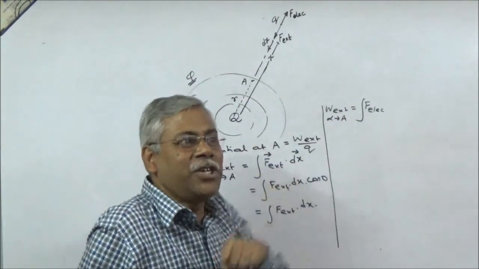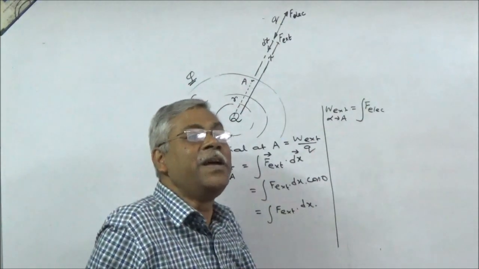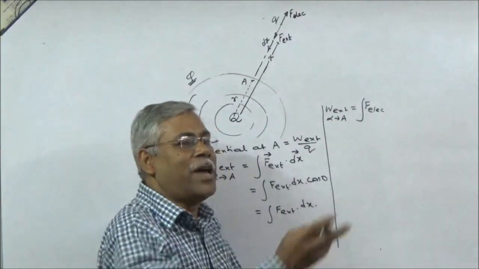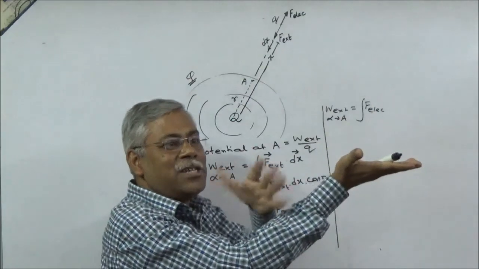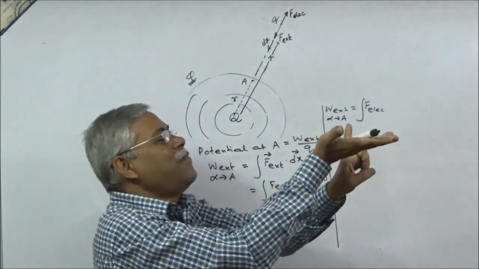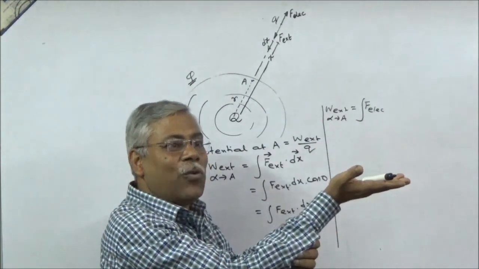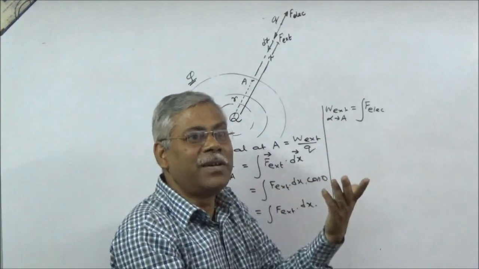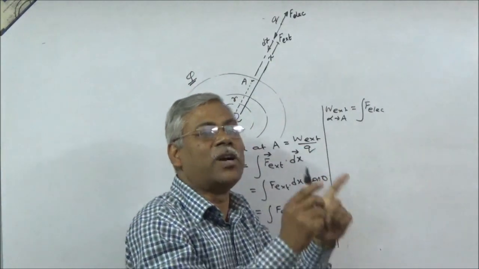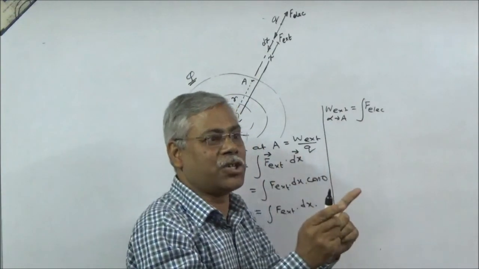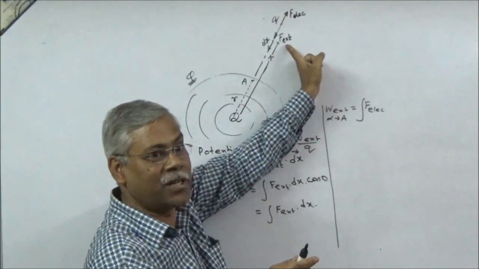Slowly go through the definition. In the definition I have told, the external agent brings the charge slowly. So when you are slowly bringing it, that means there is no acceleration. So F electrostatic and F external agent are always equal. Otherwise there would have been acceleration. What is the meaning of slowly? No acceleration. No acceleration means F electrostatic is equal to F external.